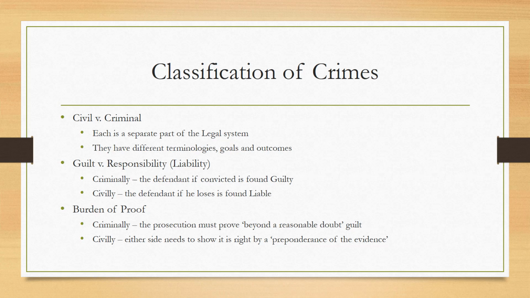There are different burdens of proof in each of these systems. Criminally, you have to show beyond a reasonable doubt that someone is guilty. Civilly, you need to show a preponderance of the evidence. So you need to show it is right that there is liability by a preponderance of the evidence, which is a little bit close, but not exactly, to saying, okay, you need at least 51% of the evidence to 49, although obviously it's going to be weighted differently.